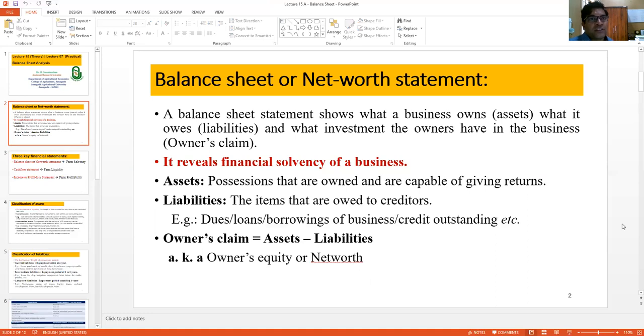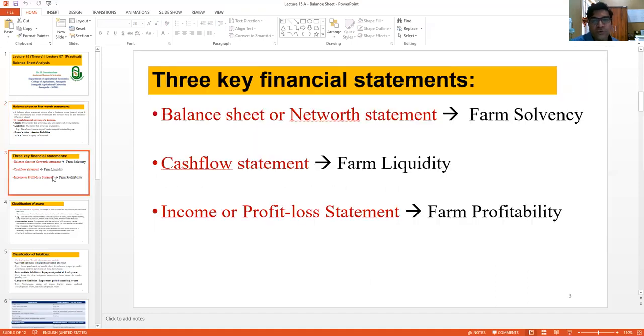So right now in this lecture, so far we have seen what we mean by balance sheet, what is asset, what is liability, and what is net worth. All three are the components of a balance sheet. Okay, we also know the use of a balance sheet.